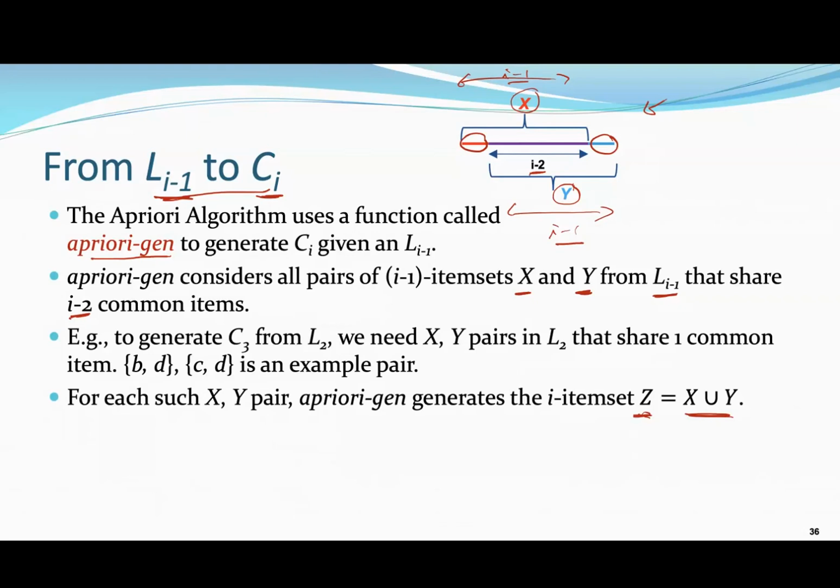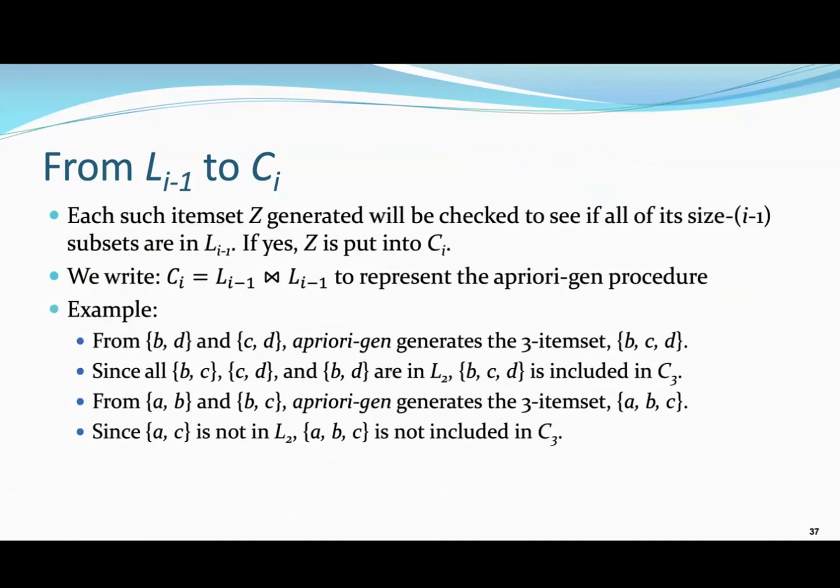But before we put Z into the set Ci, we do one more check. We check if all of its size i-1 subsets are frequent, and then Z will be put into Ci. So we pick an X and Y from L(i-1), join them to obtain a Z. Before Z is put into Ci, we check whether Z has all of its i-1 subsets being frequent. If so, we can put Z into Ci. So this is the apriori-gen algorithm.